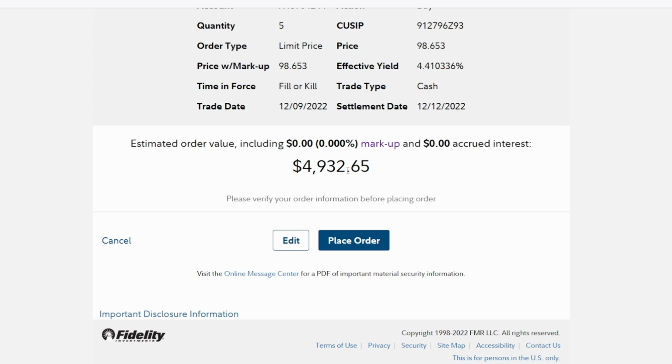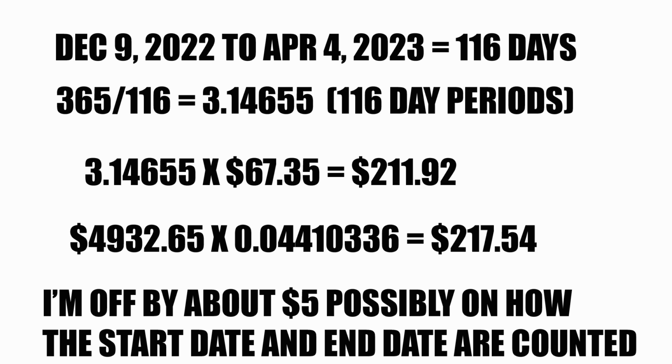That's approximately 110 days. So if you take 365 days in a year, divided by 110 days, you get 3.3 of these 110-day periods, let's say, right? So in a year, I should get 3.3 times the interest that I'm getting here, $67.35, right? So multiply 3.31 times 67.35, and that comes out to $223. So on a yearly basis, I should get this amount that I'm paying times this interest rate. So 49.32 times 0.0441, and that comes out to $217. And the discrepancy between the $6 is the days are not exact and whatever, but you see that it comes very close. And so if I was a little more exact, it should come out exactly correct.